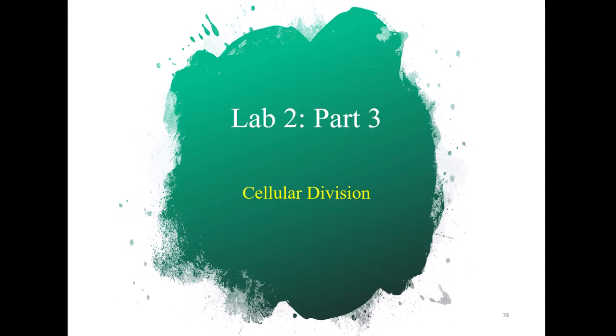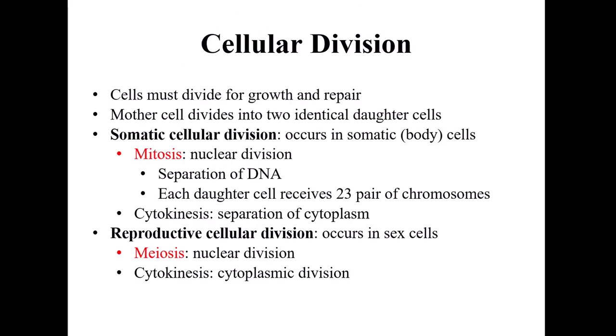In part 3, we'll take a look at cellular division. If you think about it, when we were conceived and we were one cell, that cell had to divide into two cells. And then the two cells became four cells, and so on until, as an adult, we have about 75 trillion cells. So all of our cells are actually derived from other cells, right?